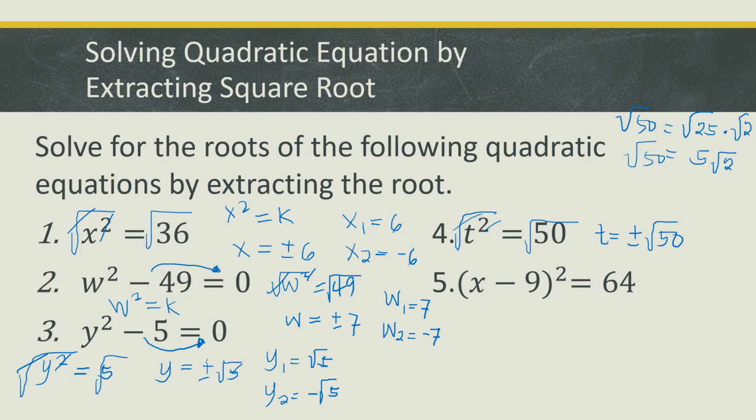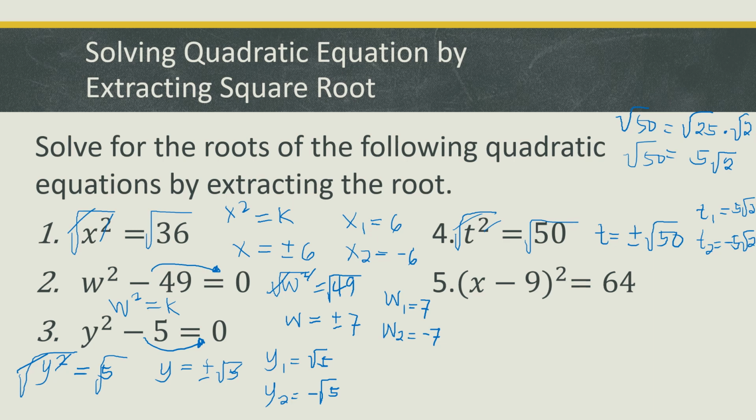So therefore, we have two values. The first solution is positive 5 square root of 2, and the second solution is negative 5 square root of 2. Okay?